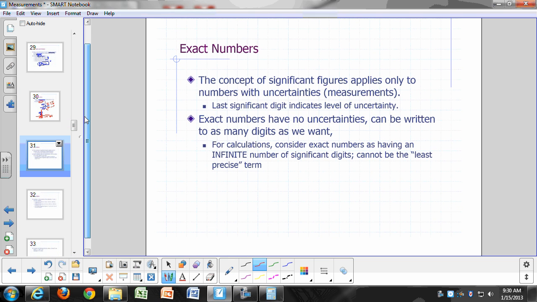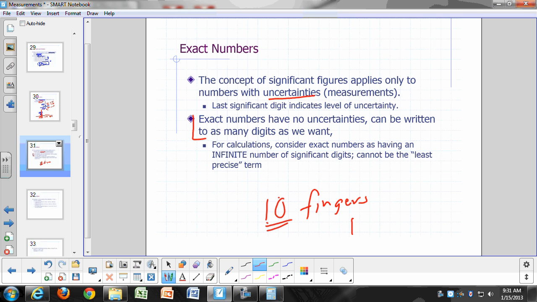Now, the idea of significant figures applies only when we're dealing with numbers that have uncertainties or measurements. The last significant digit indicates the level of our uncertainty. Now, there are some numbers that, by definition, just don't have any uncertainty. So, for example, if I say I have 10 fingers, okay, there is no uncertainty in that 10. I'm not saying I can be off by 1 or 2. I know exactly that I have 10 fingers.